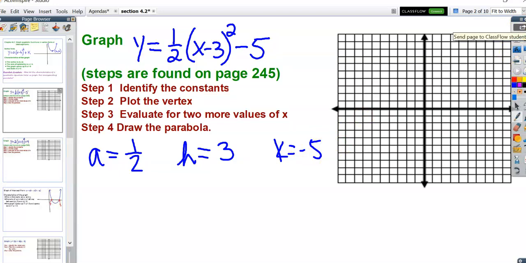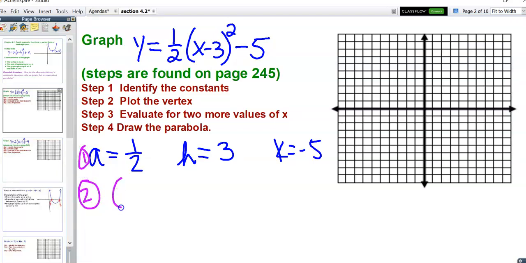Step 2, we're going to plot the vertex. The vertex is always what h and k are. Here's our x value, here's our y value. So our vertex is going to be at 3, -5. And you can go ahead and plot it.